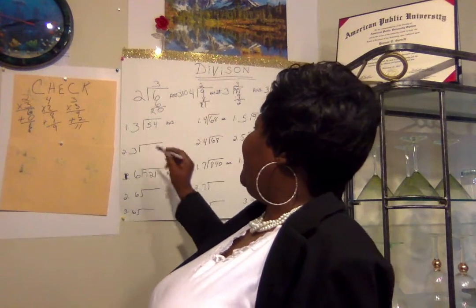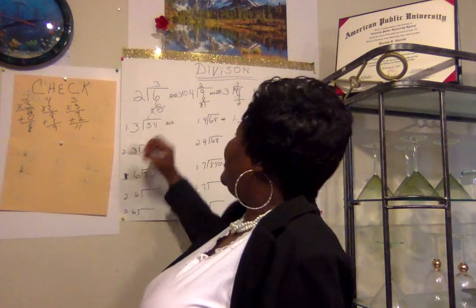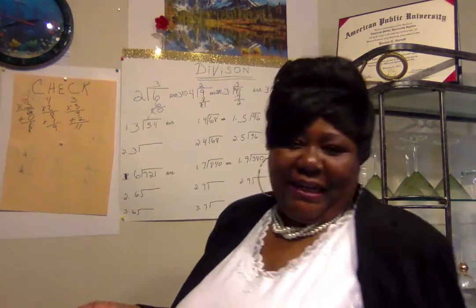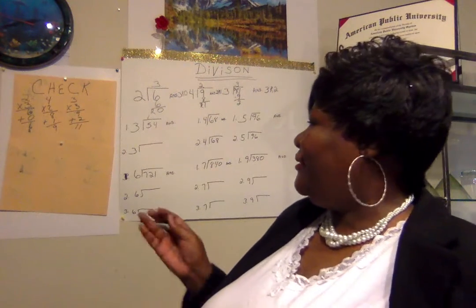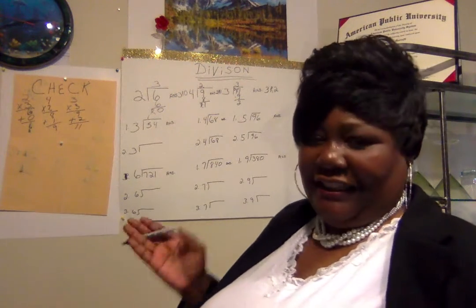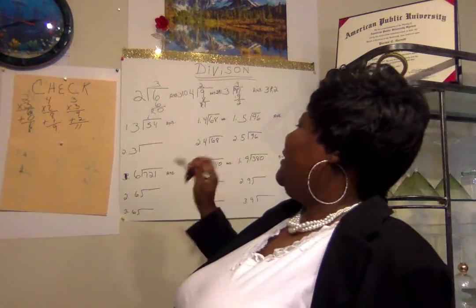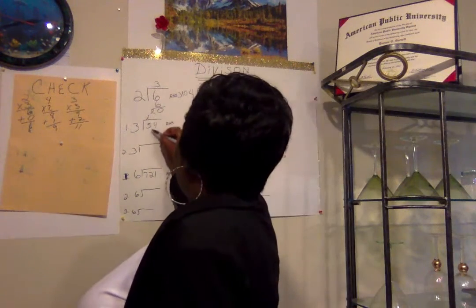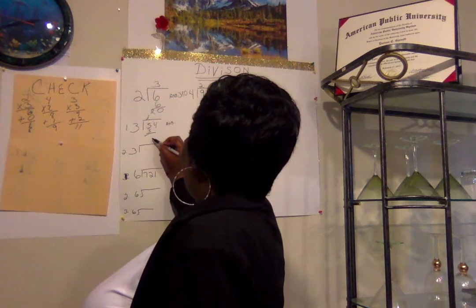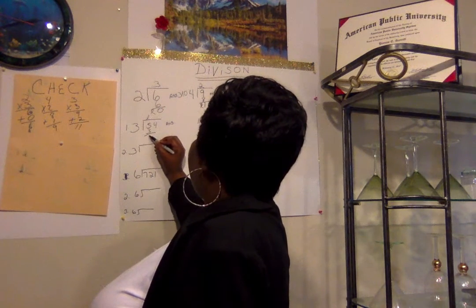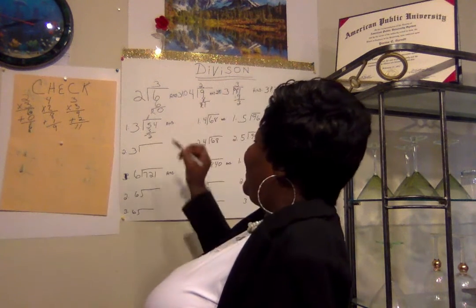So 3 into 5 is 1, because you know 3 times 2 is 6, and 6 is bigger than 5. So you know you can't do 2. So the next lesser number is 1. So 3 times 1 is what? 3. 3 from 5 is what? 2. So 2 is your remainder.